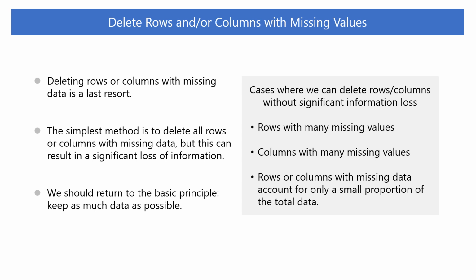Deleting rows or columns containing missing data is a last resort when other methods are unavailable. The simplest method is to delete all rows and columns that contain missing data, but this can result in a significant loss of information in the dataset. It is recommended that you return to the basic principle of keeping as much data as possible and delete rows and columns that do not significantly reduce the amount of information.